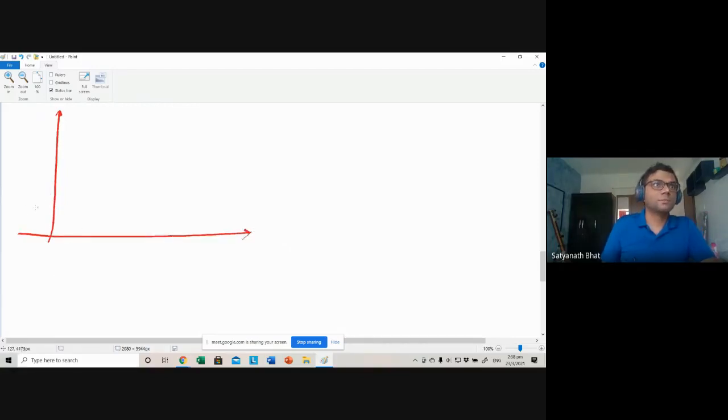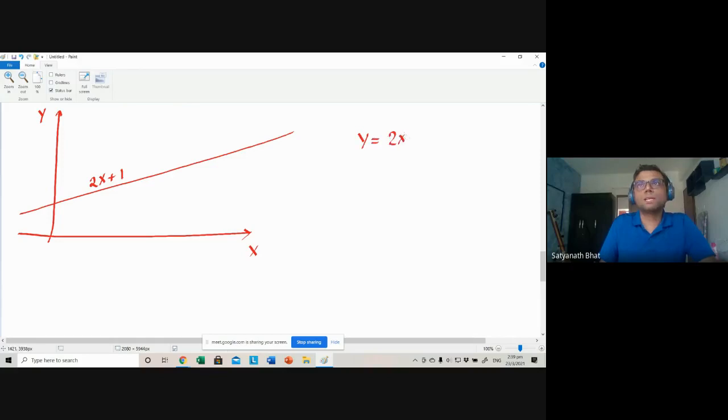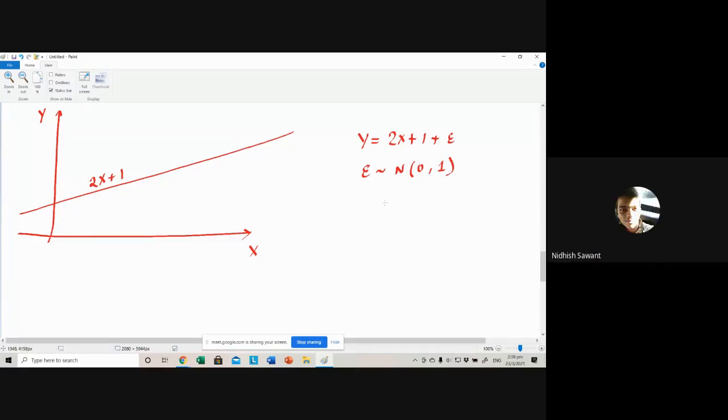So let us say we have a model like this. This is some x, and this is your y. Let us say y is given by 2x plus 1. So y is equal to 2x plus 1, and then I will add some noise, some epsilon, where epsilon is a normal distribution with mean 0 and variance 1. So Nitish, do you understand how I'm doing this model? Yes, sir, up till now it is okay.